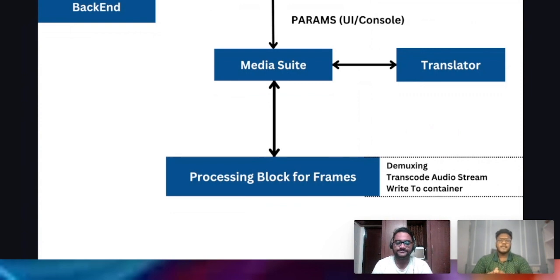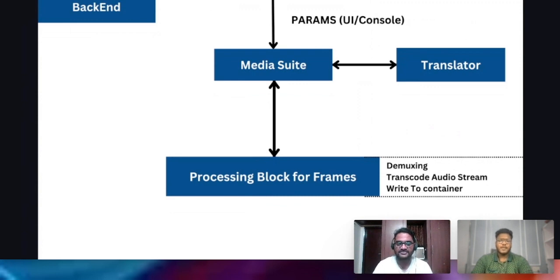Okay. So basically what you are saying is the params coming from the UI or the console will go to the media suite class first. Correct. From there it will go to the translator, which is something similar to a compiler, right? Kind of, yes, but it's more like translating from one version to another, into instructions understandable by the media suite. Then it comes back to the media suite again, and it will go to the processing block for frames.